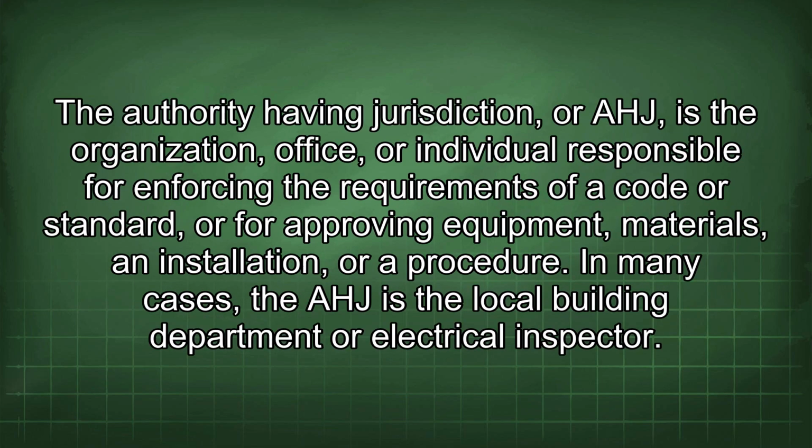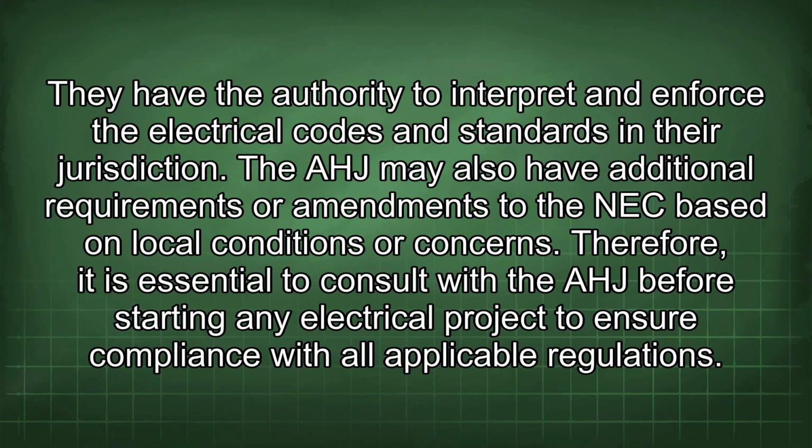The authority having jurisdiction, or AHJ, is the organization, office, or individual responsible for enforcing the requirements of a code or standard, or for approving equipment, materials, an installation, or a procedure. In many cases, the AHJ is the local building department or electrical inspector. They have the authority to interpret and enforce the electrical codes and standards in their jurisdiction. The AHJ may also have additional requirements or amendments to the NEC based on local conditions or concerns.